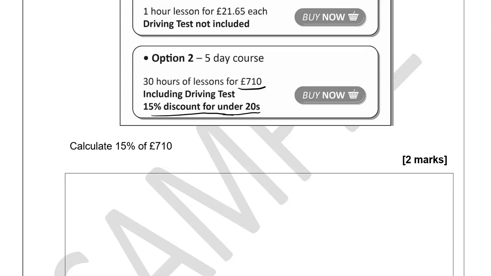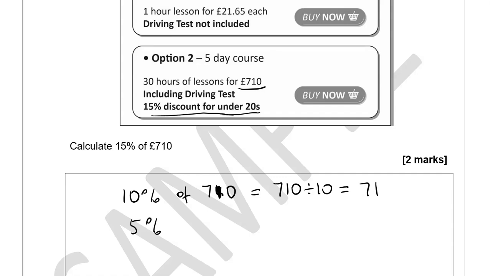So as we can't use a calculator, we're going to use the 10% method. So we're going to get 10% first, and then 5%, and then add them together. So 10% of 710, we work it out by going 710 divided by 10, which in this case means knocking off the 0, so the number becomes 71.